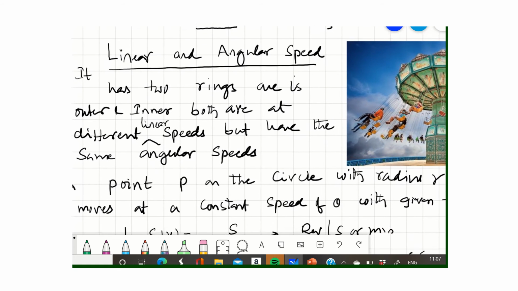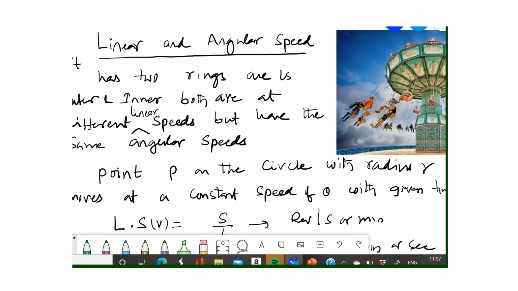In the same class, I would like to bring another interesting thing, linear and angular speed. They play an important role in amusement parks, particularly giant wheels and some particular rides. Here in this figure, you can observe it has two rings. There may be more than two also, but I'm taking two rings. One is outer, the other one is inner. By saying this, I can say that both are at different linear speeds. Their linear speeds are different but they have the same angular speeds.